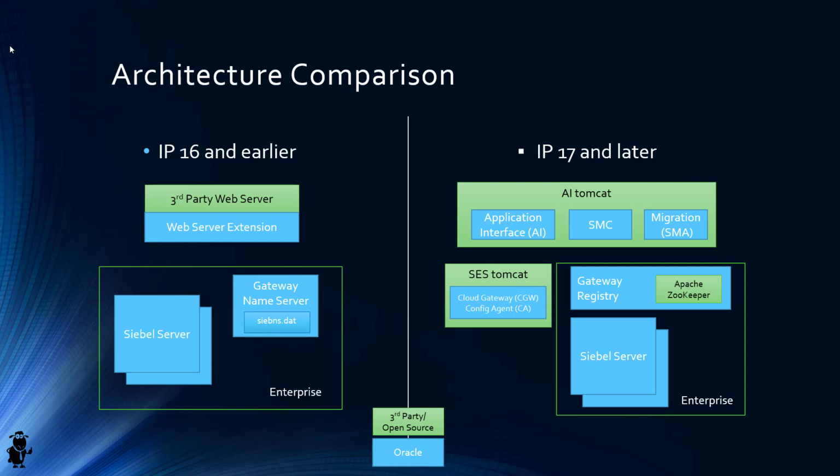The Gateway name server is now renamed to Gateway Registry, and the storage is no longer a proprietary text file but Apache Zookeeper. So it's the same concept of wrapping a service around the storage. The Siebel servers remain unchanged per se, so you still have your servers, parameters, components, and so forth, and multiple Siebel servers make up a Siebel enterprise.